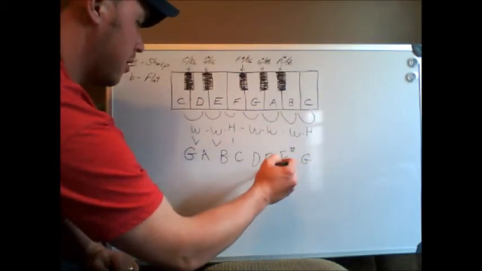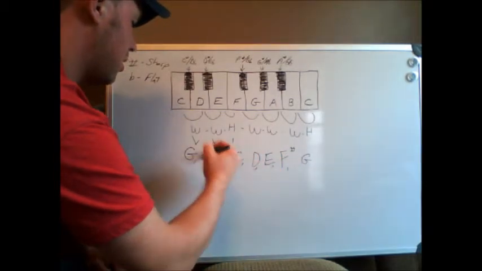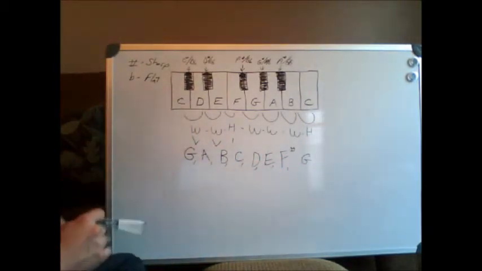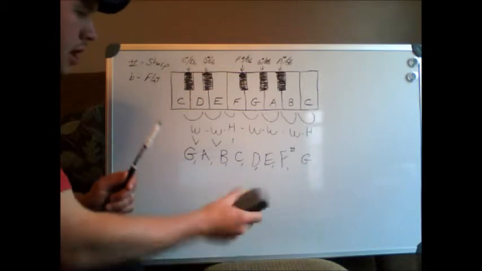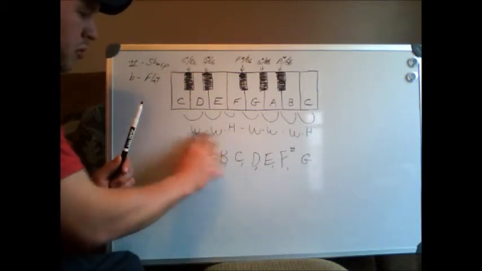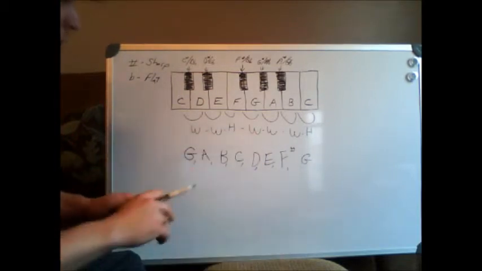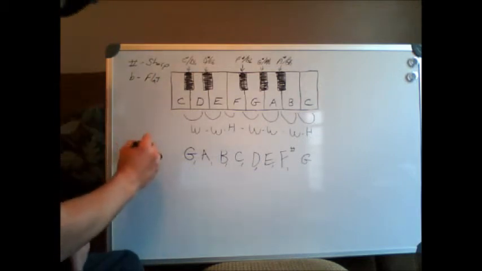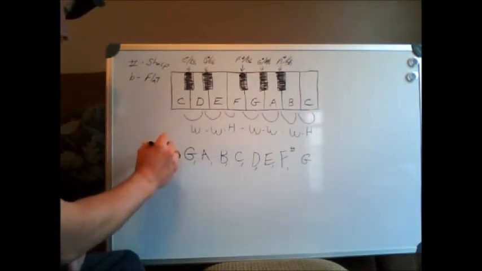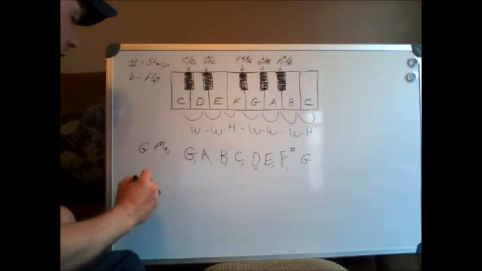All right, so there are our steps through. I was going to do the semitone, but we won't get into that today. We'll leave those off. All right, there's your G major. Let's do G minor now.